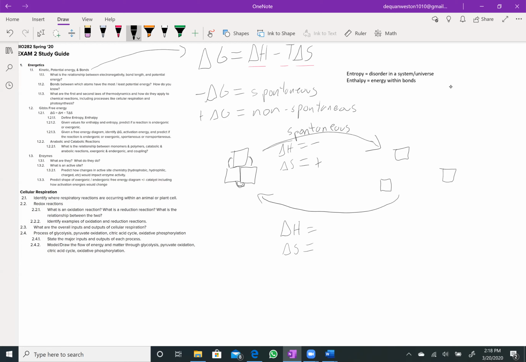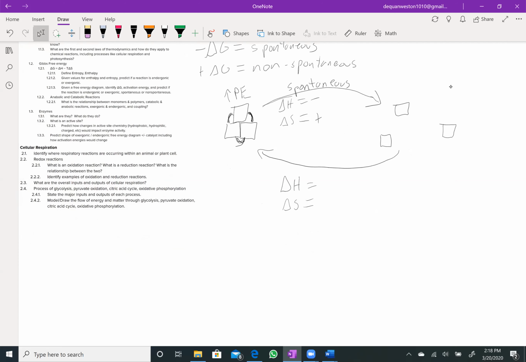Okay, so for your delta H, this is energy within the bonds. So these aren't making bonds with each other. We went from, think of these bonds right here, 1, 2, 3 bonds to 0 bonds. So this one had much higher potential energy. If you want to think of this, think of it as a carbon structure, and then it's getting burst into individual carbons.